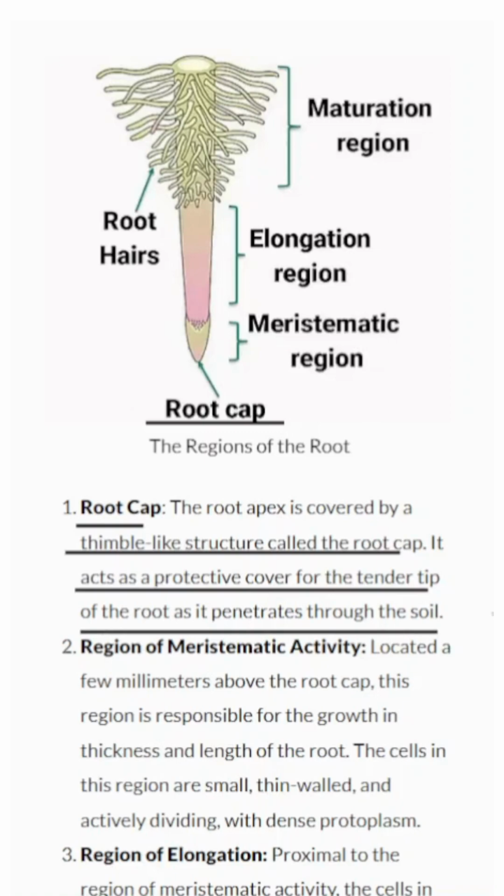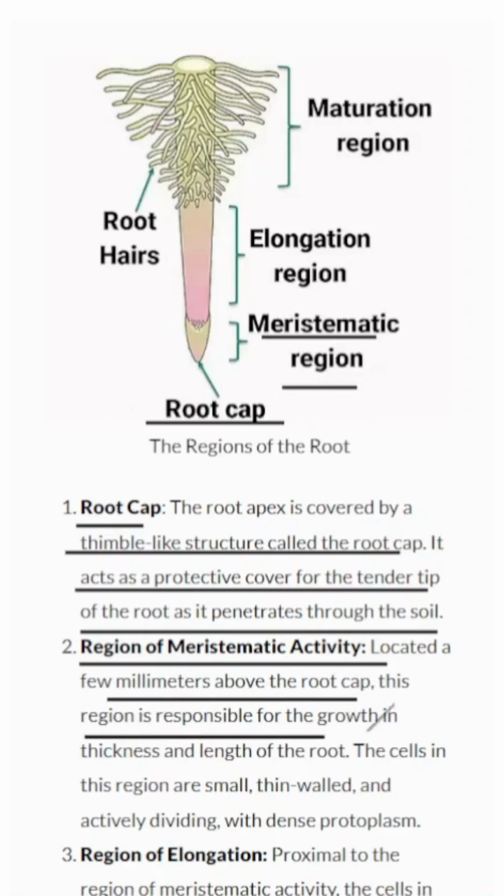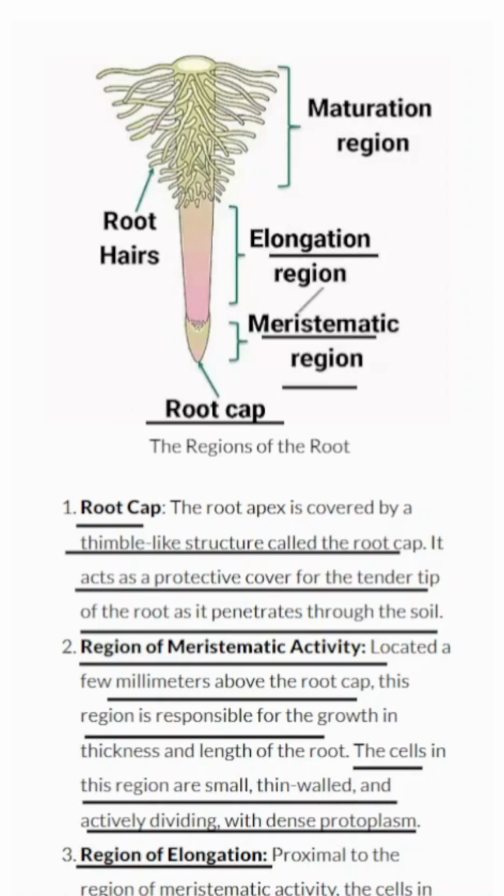Region of meristematic activity. Now, let's zoom in a bit. Located a few millimeters above the root cap, this region is the powerhouse of growth. Here, cells are small, thin-walled, and incredibly busy dividing, with dense protoplasm. Think of it as the plant's engine room. This is where the magic happens. The root's thickness and length increase, setting the stage for its journey into the soil. Region of elongation. Moving a bit further up from the region of meristematic activity, we enter the region of elongation.